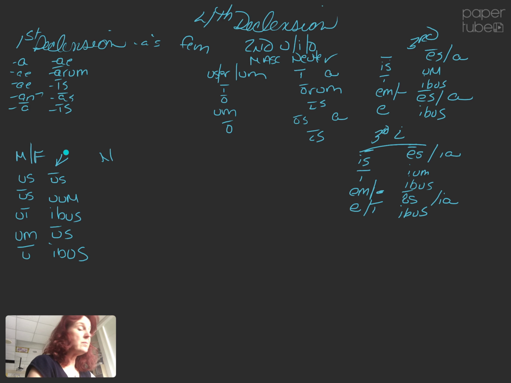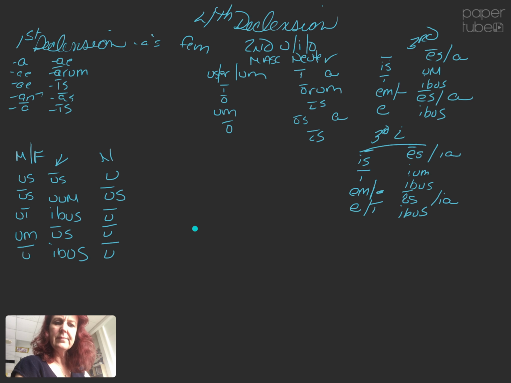Neuter, we like to bring back that nominative accusative match, and we like the A's in the plural. So what does that look like? U, US, UI, U, U. I just noticed an oddity. UA, UUM, IBUS, UA, IBUS. What was I humming?